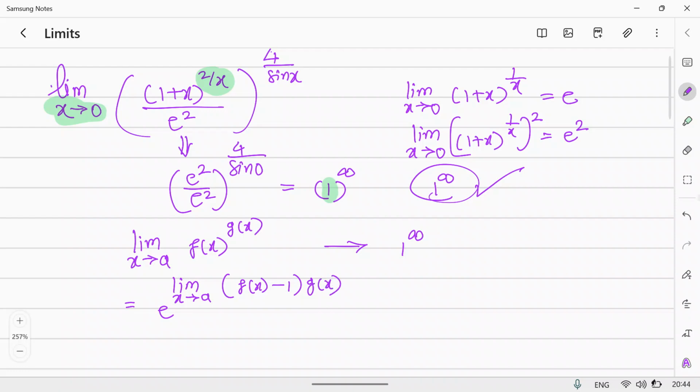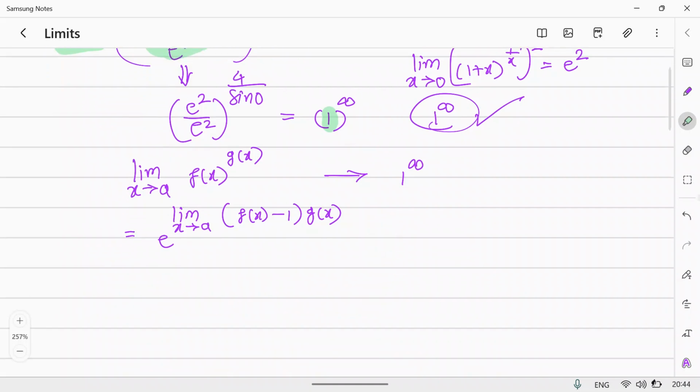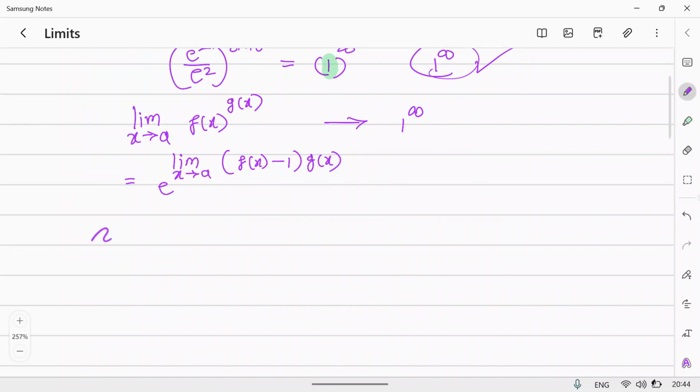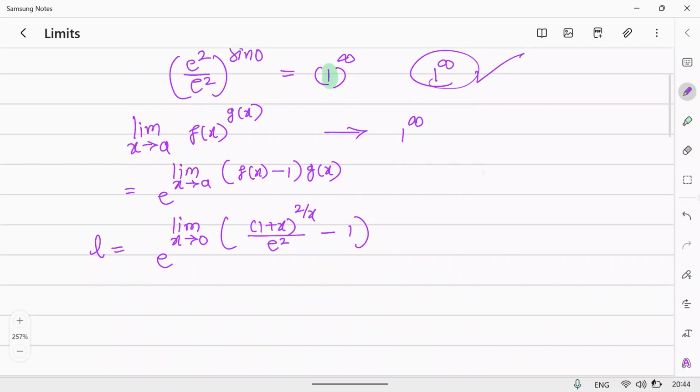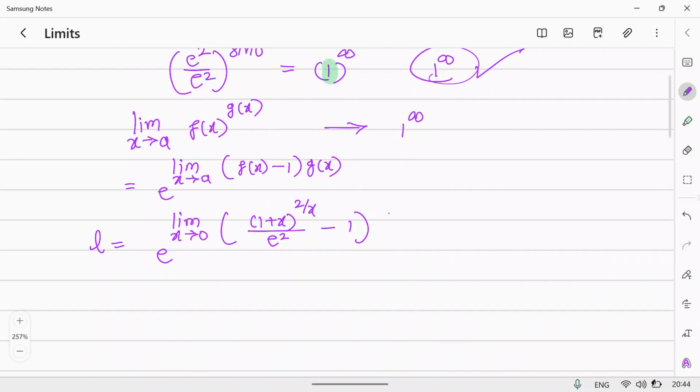So we will be doing the exact same thing. As you can see, this particular value is f(x) and this particular value is g(x). So let's try to solve. L will be equal to e raised to limit x tends to 0, f(x) is (1 plus x) raised to 2 by x divided by e square, f(x) minus 1. As you can see, this is f(x) and I have just subtracted 1, into g(x). g(x) is what? 4 by sin x.